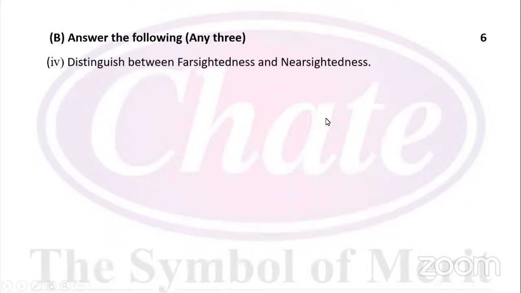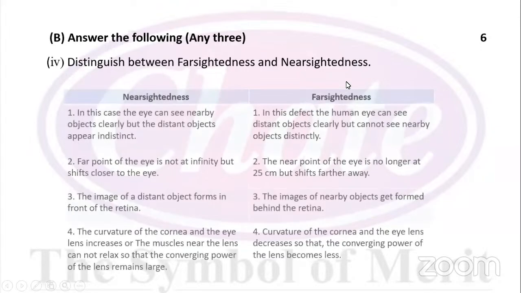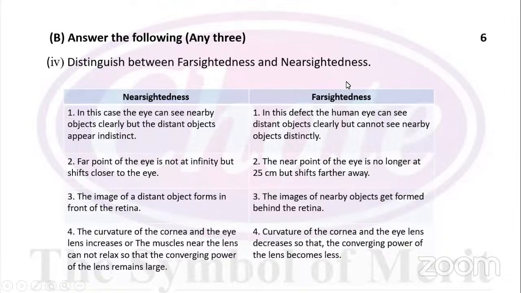Distinguish between far-sightedness and nearsightedness. Okay, so these are the points for nearsightedness and far-sightedness. In nearsightedness, the eye can see nearby objects clearly, but distant objects appear indistinct. In farsightedness, the human eye can see distant objects clearly, but cannot see nearby objects distinctly.